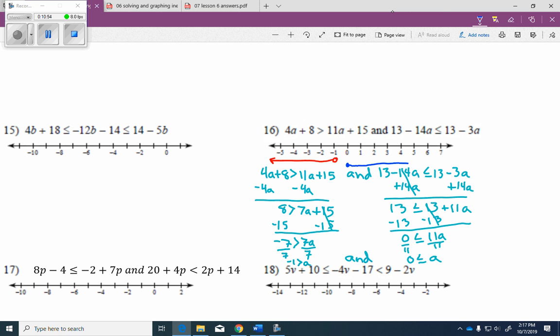Remember, this is an AND statement. Therefore, I'm looking for an overlap. Is there an overlap? There isn't. Therefore, this compound inequality has no solution. There is no such a that fits in both of these inequalities. And it's because it's an AND statement. If it was an OR statement, we wouldn't care. Let's take a look at number 17, and then I think I'll be done for today.